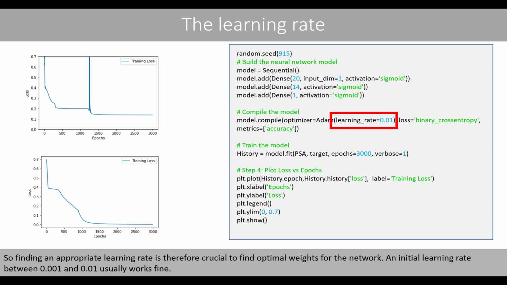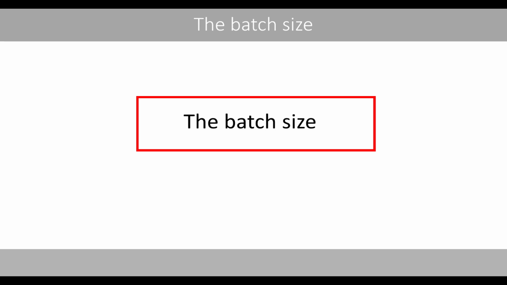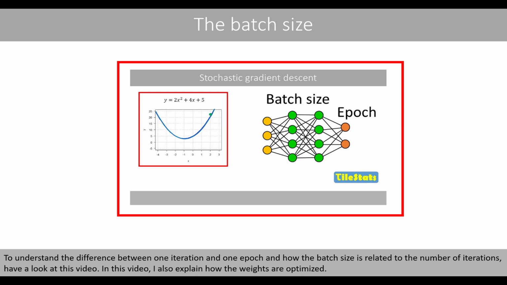So, finding an appropriate learning rate is therefore crucial to find optimal weights for the network. An initial learning rate between 0.001 and 0.01 usually works fine. To understand the difference between one iteration and one epoch and how the batch size is related to the number of iterations, have a look at this video. In this video, I also explain how the weights are optimized.